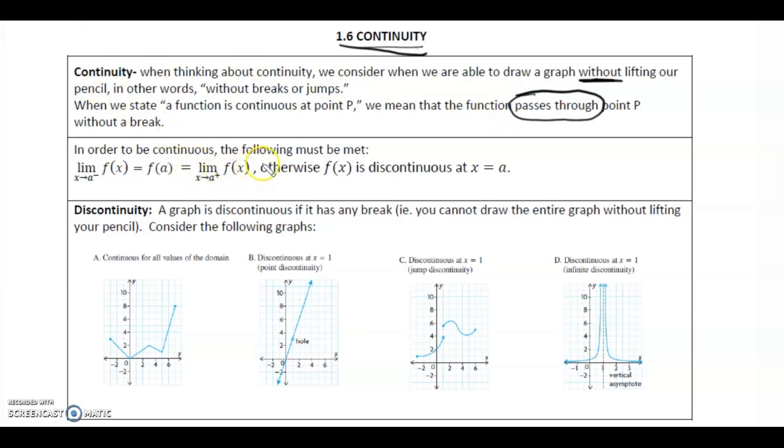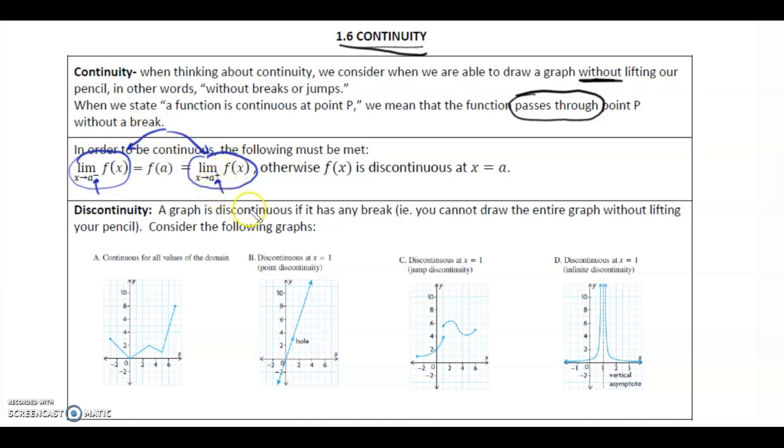In order to be continuous, the following must be met. When I read this, it's going to be very similar to if the limit exists. There's just one additional part here. Okay, so the limit as x approaches a from the negative side of f at x, so the left side, equals the limit as x approaches a from the positive side of f at x. Okay, so in other words, the limit must exist because these two conditions are the two conditions for a limit.